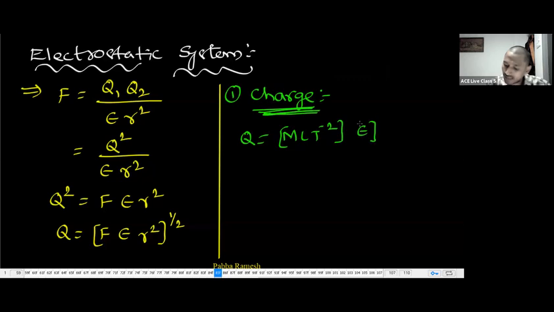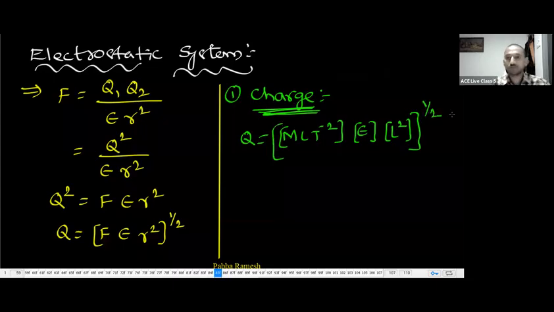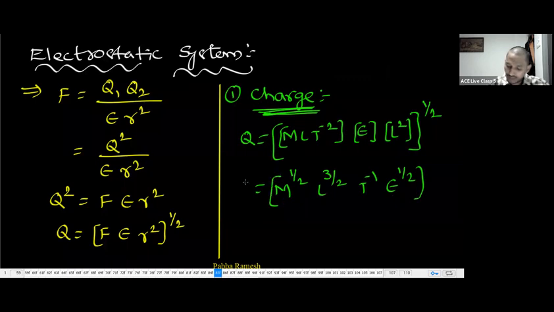Epsilon should be as it is. Why? Our topic itself is representing the parameters in terms of what? Electrostatic representation. R square, L square, whole power 1 by 2. Okay, therefore, M power 1 by 2. L and L2, L power 3 by 2. And T minus 2, 1 by 2 means T minus 1, epsilon 1 by 2. This is the charge dimension.